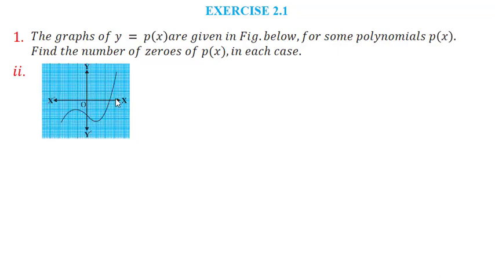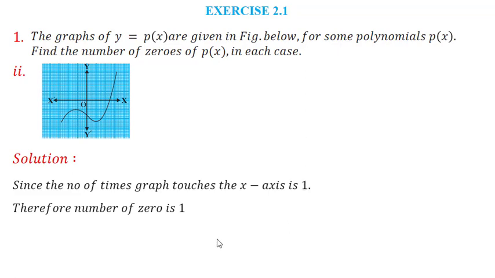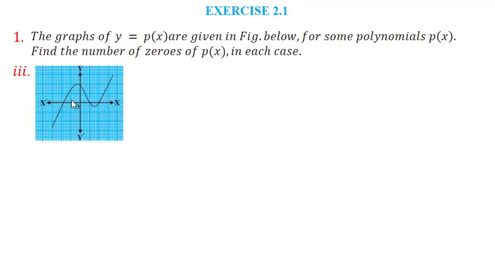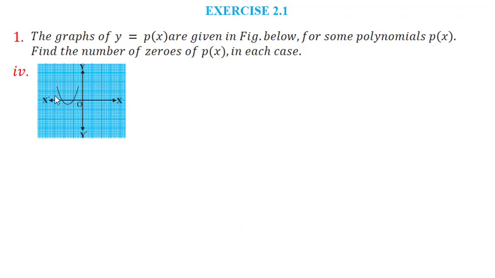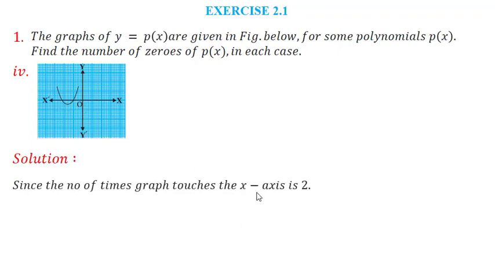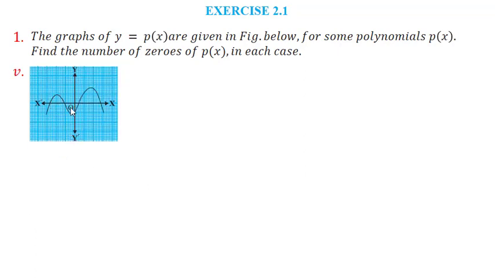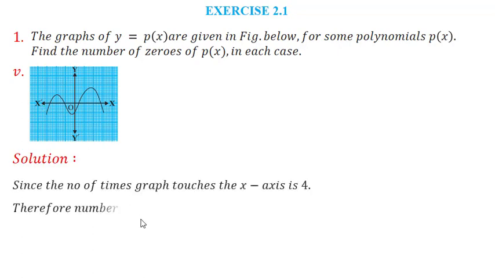Now here you can figure out that this graph is cutting the x-axis at one point only. So I will say that the number of zeros in this case is 1. Similarly here 1, 2, 3, at 3 points it is cutting. So the number of zeros here is 3. And in this example 1, 2, at 2 points the graph is cutting the x-axis. So the number of zeros is 2. Here 1, 2, 3, 4. So the number of zeros in this question is 4.